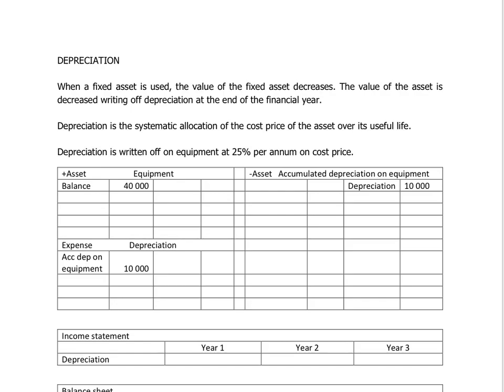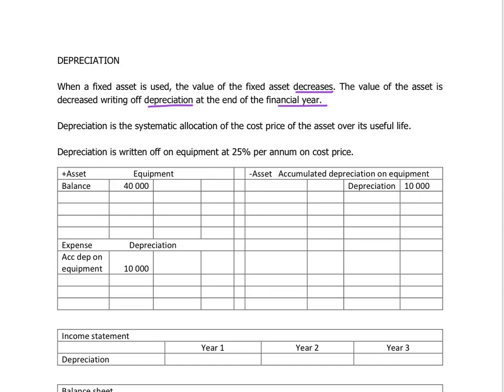Good morning. We will pay attention to depreciation today. When a fixed asset is used, the value of the fixed asset will decrease every year. The value of the fixed asset decreases, writing off depreciation at the end of each financial year.